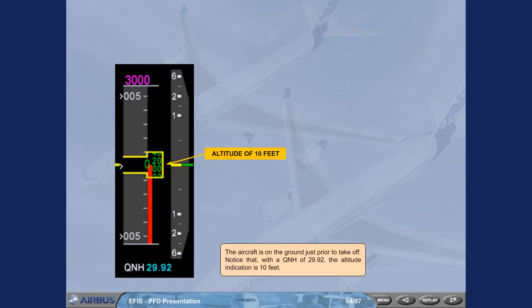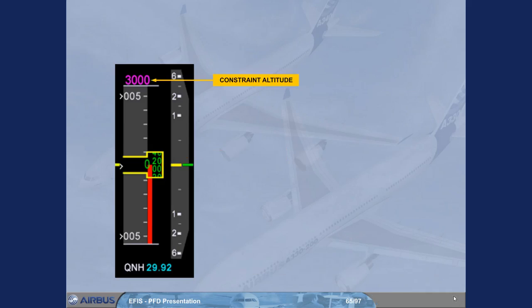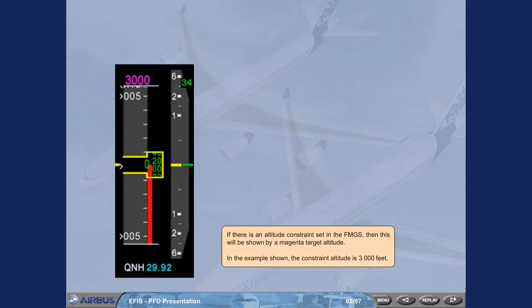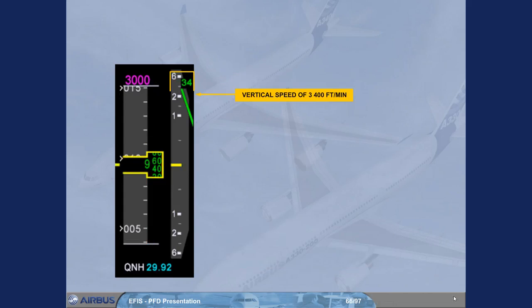If there is an altitude constraint set in the FMGS, then this will be shown by a magenta target altitude. In the example shown, the constraint altitude is 3,000 feet. In this example, the aircraft has just got airborne. Notice that the vertical speed indication is showing a climb of 3,400 feet per minute.